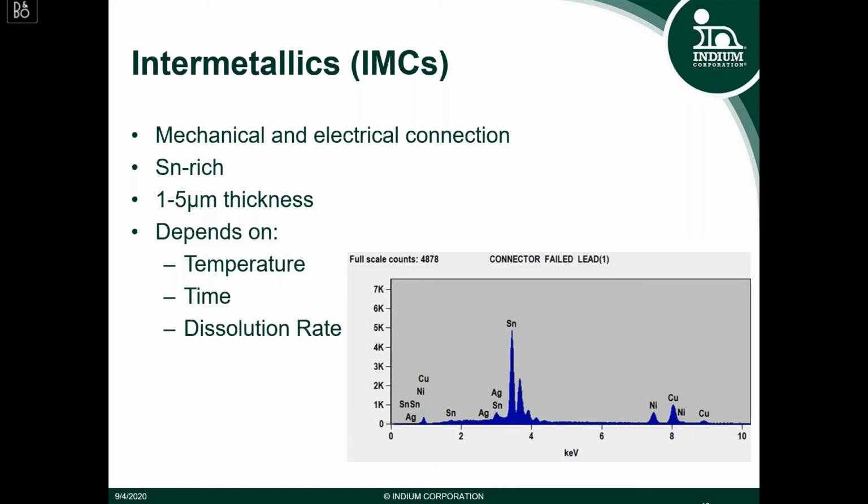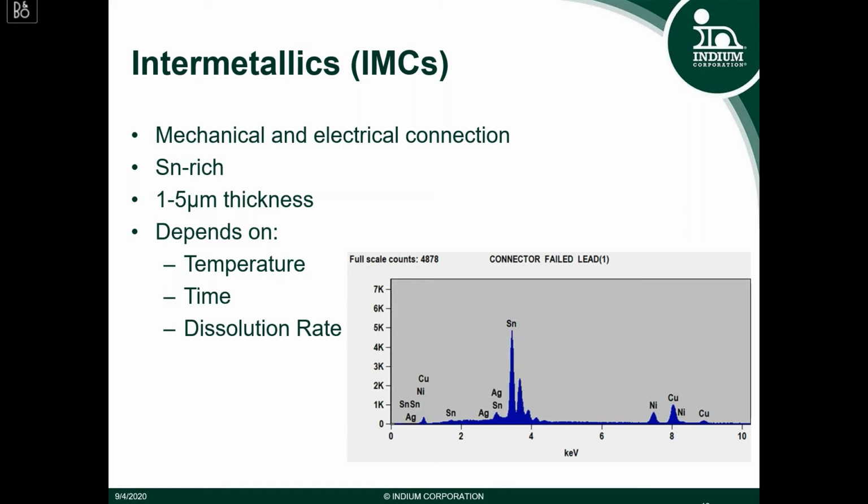As we mentioned earlier, intermetallics are the most brittle part of the solder joint. So as your intermetallic thickness increases beyond 5 microns, your mechanical reliability may be compromised. If you are below 1 micron thickness, your mechanical reliability may also be compromised due to not enough strength holding the solder joint to the assembly.